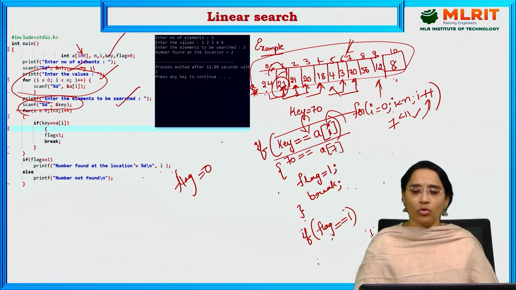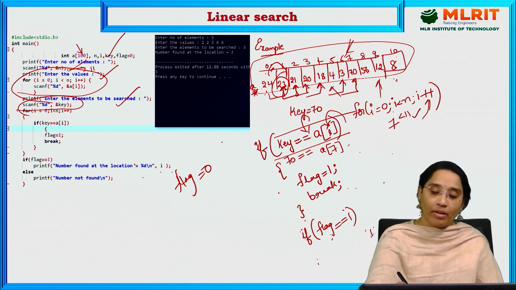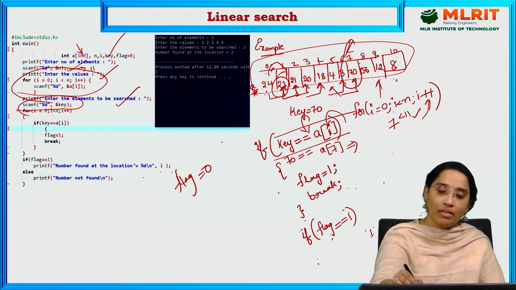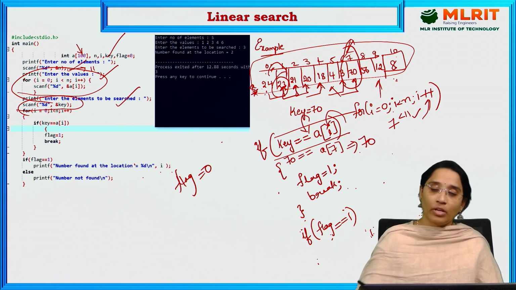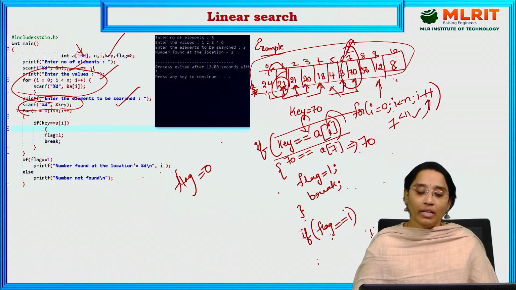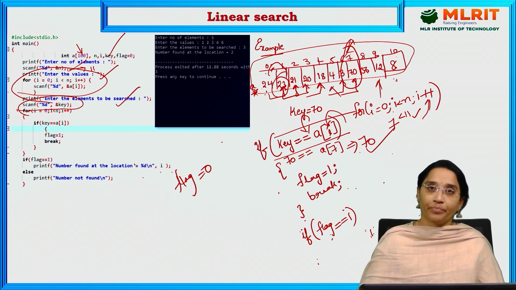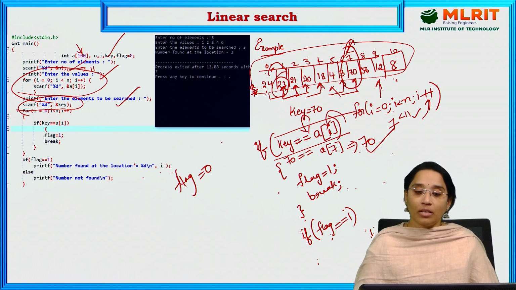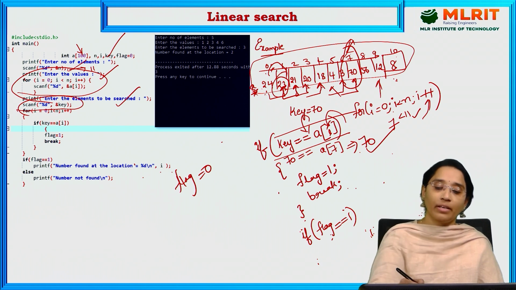Initially i is 0, next i is 1, i is 2, i is 3, i is 4, i is 5, and now i has become 7. At a of 7, what is the value? 70. So here you got the value. 70 equal to 70, condition is true here.